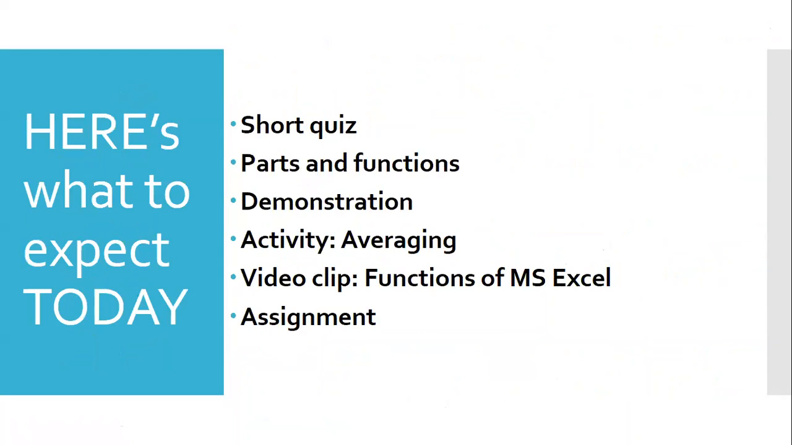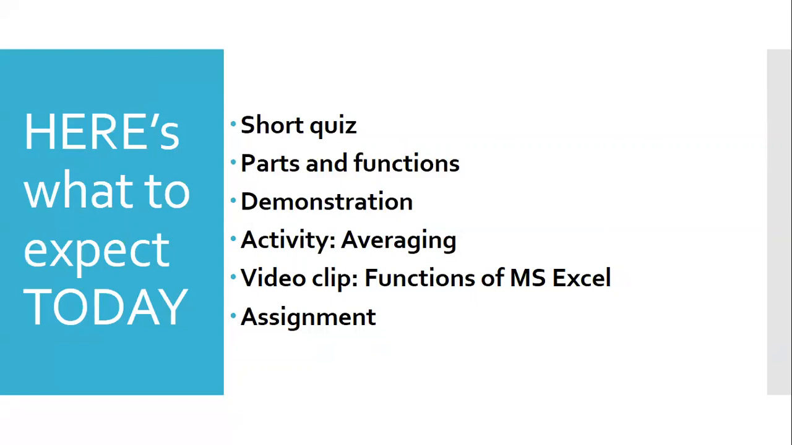Okay, so for today, we are going to do the following. Here's what is expected to be done. The first one, we are already done with this short quiz. Then we also have your parts and functions. We will identify the parts and functions. Then demonstration. I will demonstrate how averaging is done. Then you yourselves will also try to do it on your own Excel apps, on your own laptops or your cell phones will do. Okay, then we also have your video clip that shows how MS Excel functions. Then finally, we have your assignment. We will be able to identify what is the activity for the next day using this assignment.